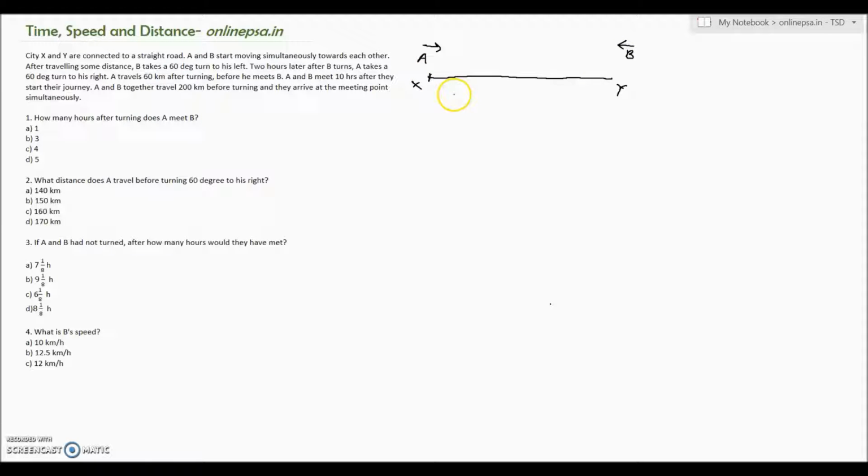After traveling some distance, B takes a 60-degree turn to his left. So let us assume that B travels this distance, let me mark it as P. Let us assume this distance is covered by B in T1 time. Just make sure that this is not the distance, this is the time taken by B to travel from Y to P. By that same time, A would have moved, say, till this point. I'll mark it as Q, and this is also T1 time taken by A to cover from X to Q. What is the next information?